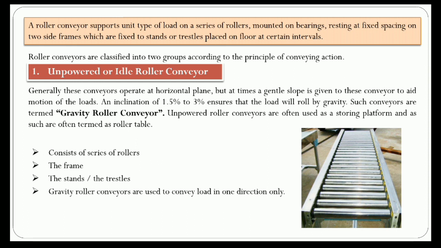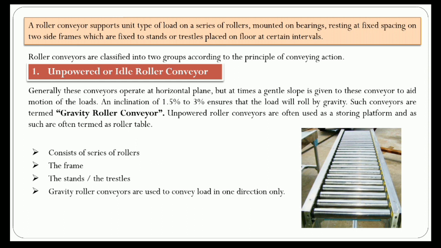The transported materials must have a rigid riding surface that is supported by a minimum of at least 3 rollers. Basically for this type of roller conveyor, roller conveyor supports unit type of load. So no bulk material can be traveled through the roller conveyor.